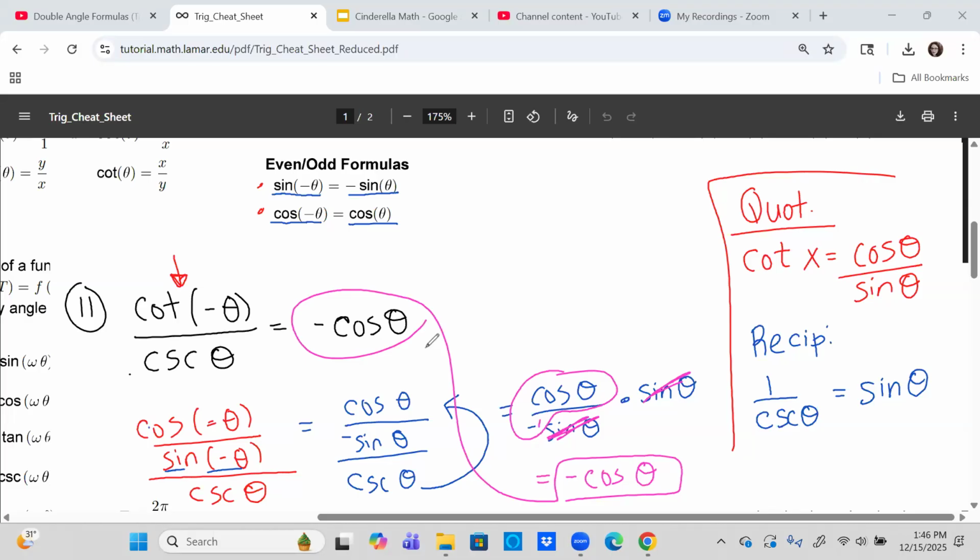Alrighty. Number 12. This one doesn't look too bad at all. Not an even and odd. Those don't come up too often, by the way. I would not stress those. Here's number 12 on our verifying practice.